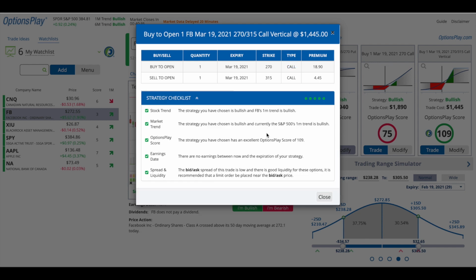We also have a strategy checklist. This strategy checklist is designed to quickly allow you to determine some of the typical risks and rewards that are important to understand before you place a trade, whether you're trading with the trend of the stock, the trend of the market, the OptionsPlay score, which gauges risk to reward metrics, the next earnings date to see if there's earnings between now and the expiration date of the strategy, and lastly, spread and liquidity, something that is important to understand for options investors.